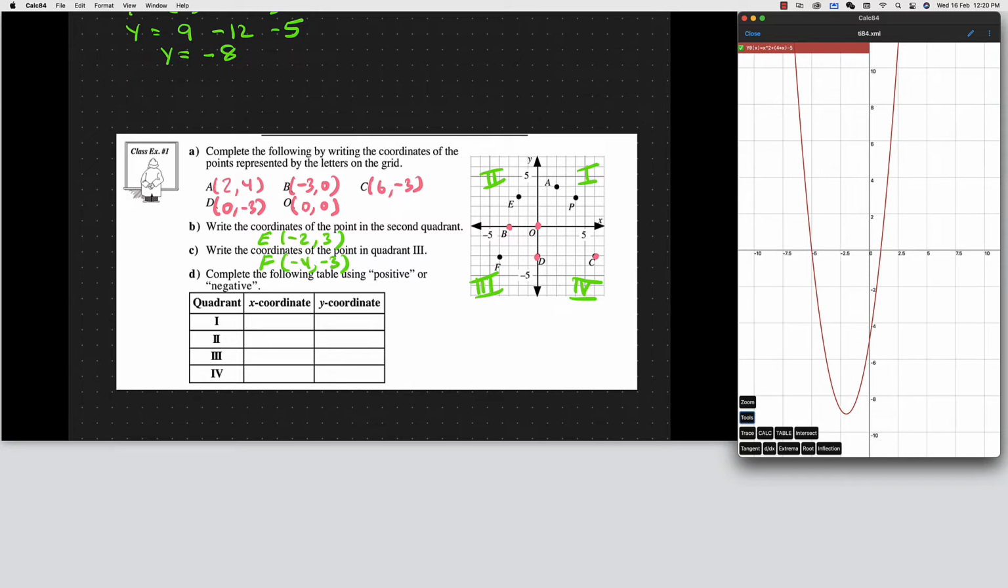And complete the following table using positive or negative. I've already gone over this with you. In quadrant 1, it's positive and positive. In quadrant 2, it is negative, positive. In quadrant 3, negative, negative. And in quadrant 4, positive, negative.